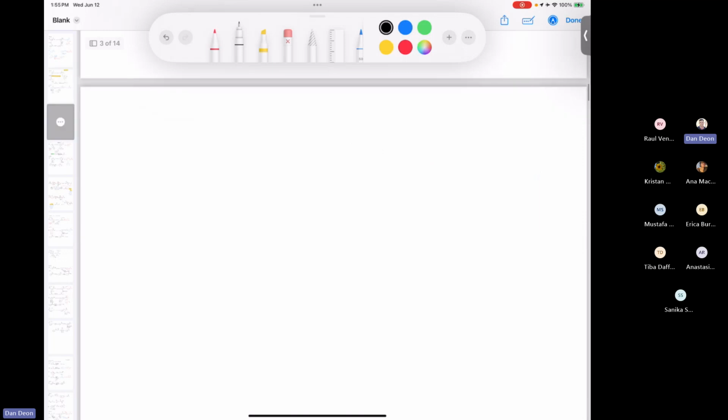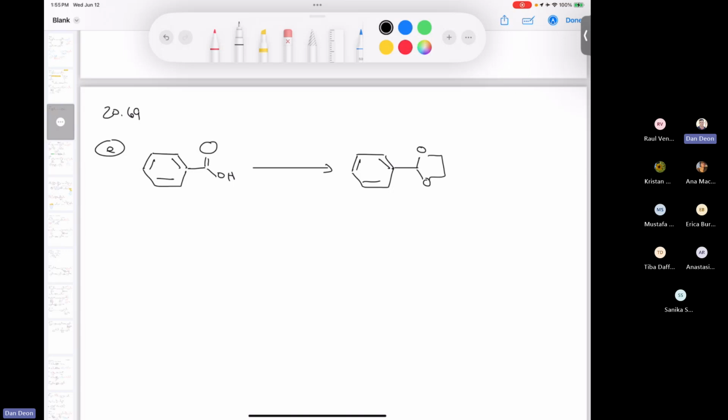Let's do one more. Let's do 20.69, and this is E. Going to do another question that involves an acetal. So if we want to take benzoic acid, this compound, and we want to make an acetal off of the aromatic ring, so something that looks like this. We want to make an acetal like that, not my best artistry, but there you go. Well, we know that that is going to come from benzaldehyde, so we need to have the aldehyde like this. And then all we'd have to do is treat it with ethylene glycol, a catalytic amount of acid, and then we're off to the races.